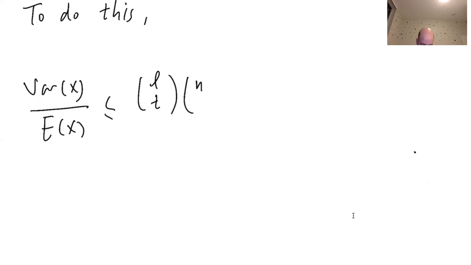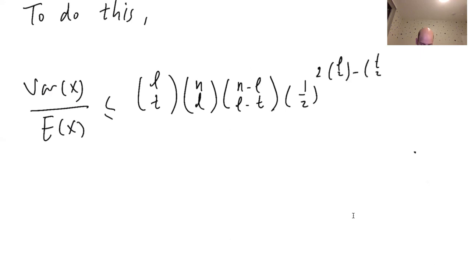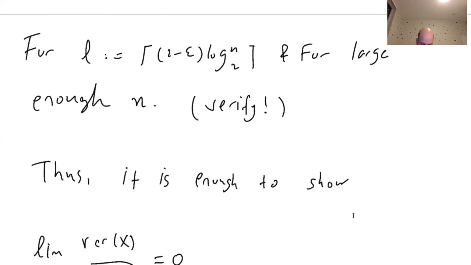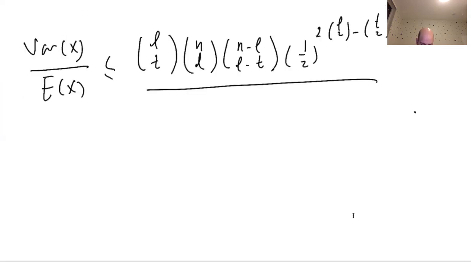There was n choose L as well, n minus L, L minus T, and then times 1/2 to the power, I think it was 2 times L choose 2 minus T choose 2. And then divided by E of x. E of x I wrote right above here: n choose L times 1/2 to the power L choose 2. And of course there is a sum over T, if you remember.